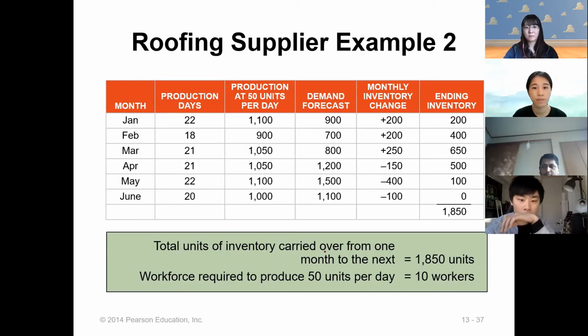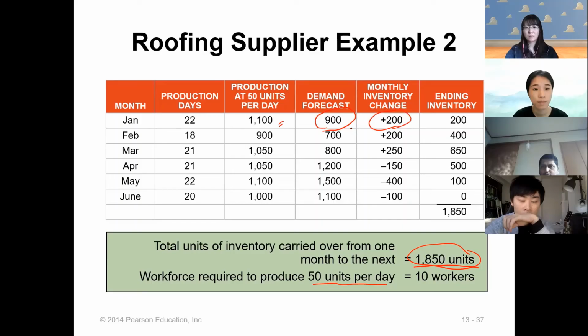I produce, not chase strategy, it's actually constant workforce, 50 units per day. So total units of inventory carried over from one month to the next month is actually 1,850. How do you get this? First month, you produce 1,100. Why? Because you have 22 days. You can produce 50 units per day with those workers, but your demand is only 900.